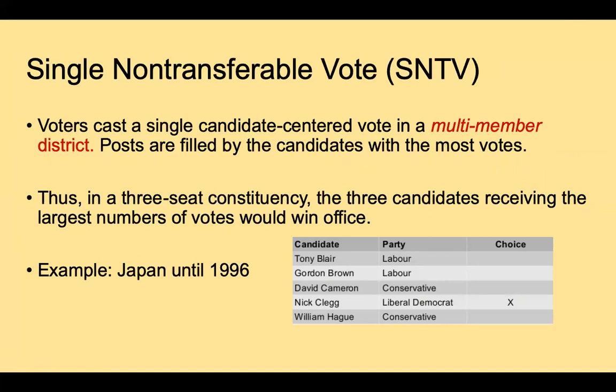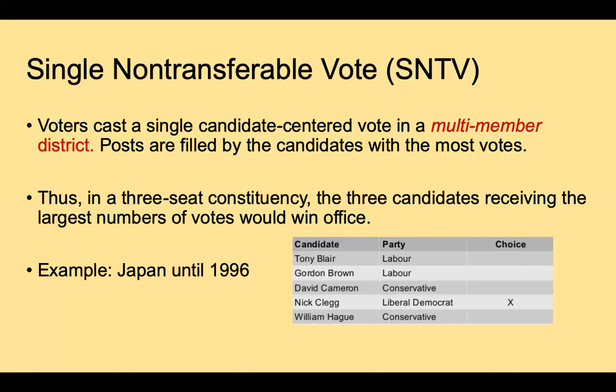Another form of majoritarian electoral system is the single non-transferable vote. And the way this works is voters cast a single candidate-centered vote in a multi-member district, and posts are filled by the candidates with the most votes. So if you have a three-seat constituency, voters vote for a single candidate, but the three candidates who receive the largest numbers of votes win seats.